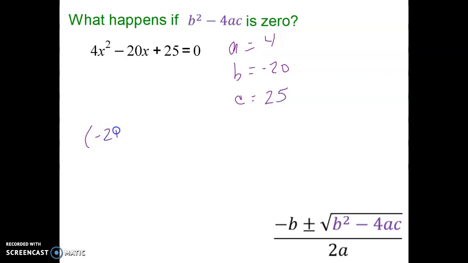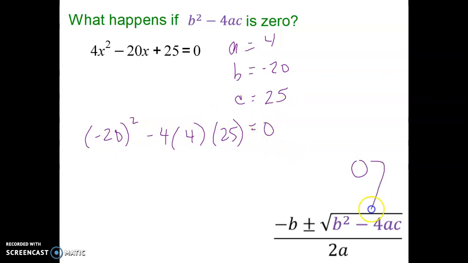All right, so I've got b squared minus 4 times a, which also happens to be 4, times c. All right, and I already said this one's going to be 0, but I'm going to type it in my calculator just to make sure. And it is, in fact, equal to 0. So what happens is I have a 0 right here. Okay, so think for just a second with me. Square root of 0. What multiplies by itself to be 0?